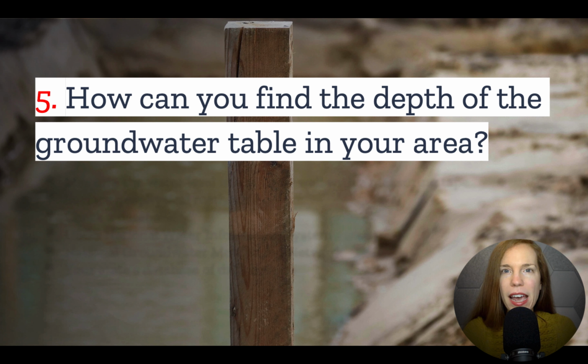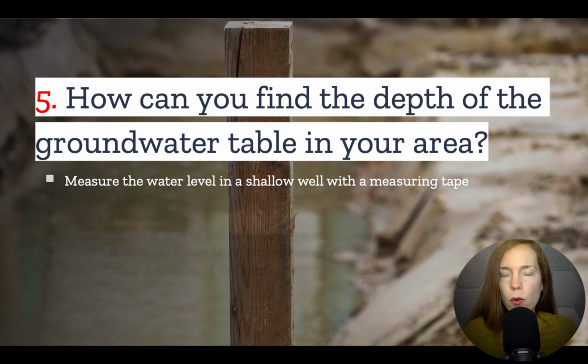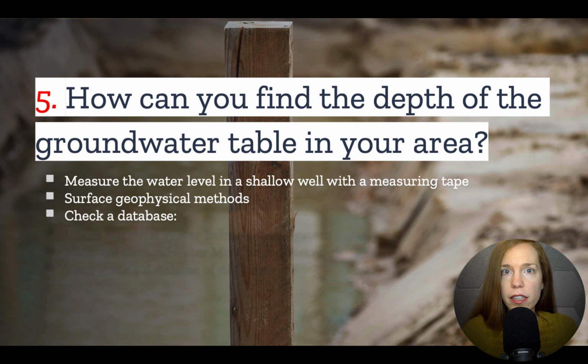Number 5. How can you find the depth of the groundwater table in your area? Well, if there's a shallow well on site, or if the table is high enough that you can dig down to it, all you need to do is measure the depth to the water with a measuring tape. But this is not possible for many people. An alternative is to use geophysical methods, like sonar. The only thing here is that you need special equipment, so you'll likely need to hire a surveyor or a geotechnical engineer. Finally, you can check a database.